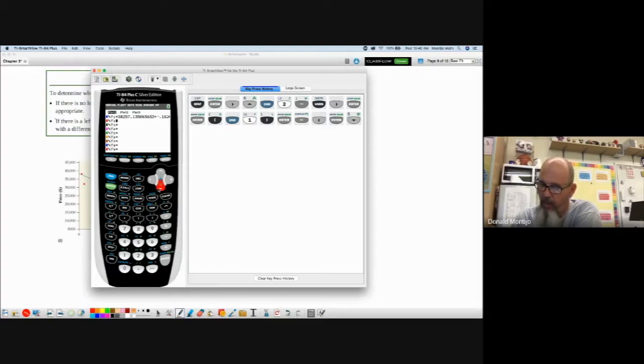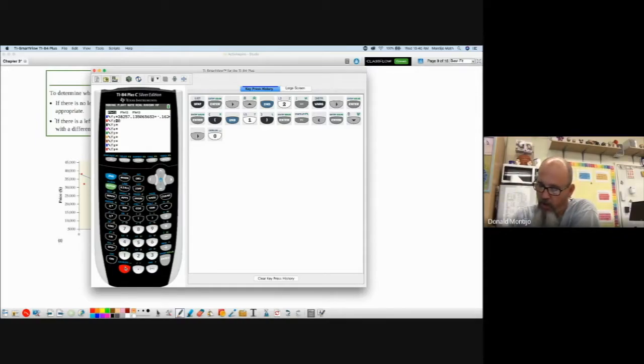Okay, and I'm going to make y2 0, because what I'm trying to see is how much did we over predict or under predict. So if we predicted perfectly, then the residual would be 0. If we over predicted, then it would be negative. If we under predicted, then it would be a positive value. So we're going to turn y2 equal to 0.